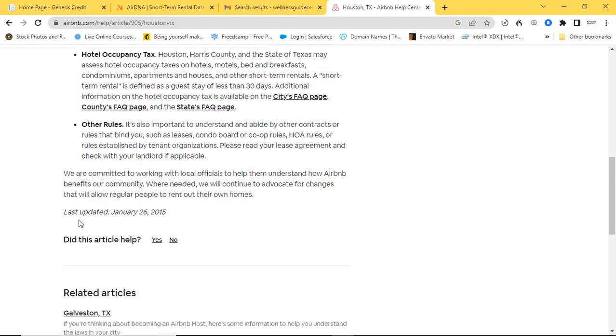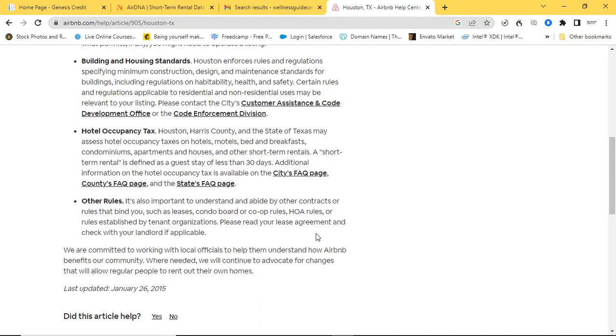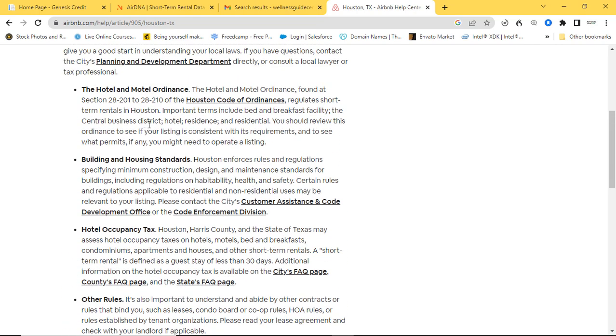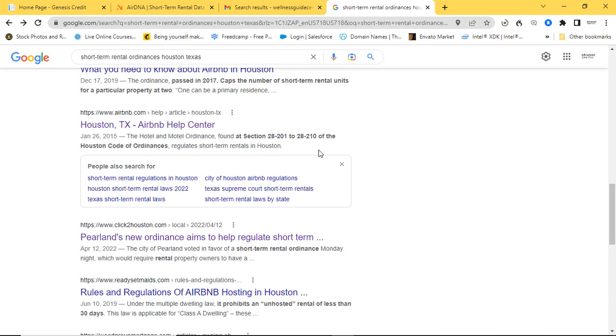As you can see here, this article was last updated January 26, 2015. So this is old information. What you want to make sure you do is go and look at the actual ordinance and find out specifically what it's saying for today. Again, just showing you how to collect the right information.